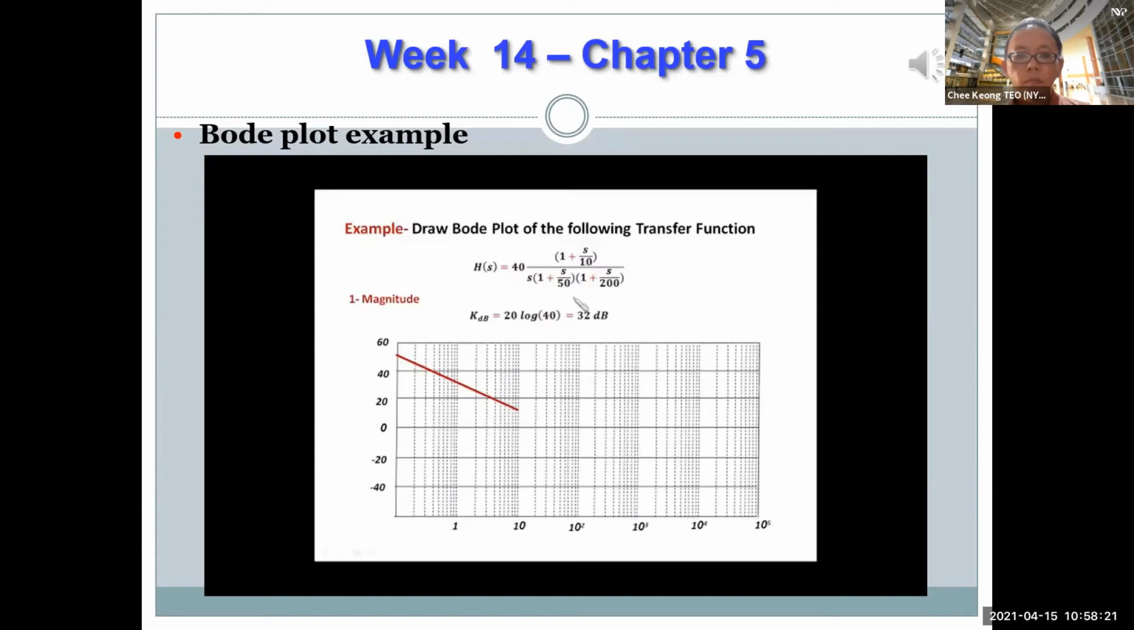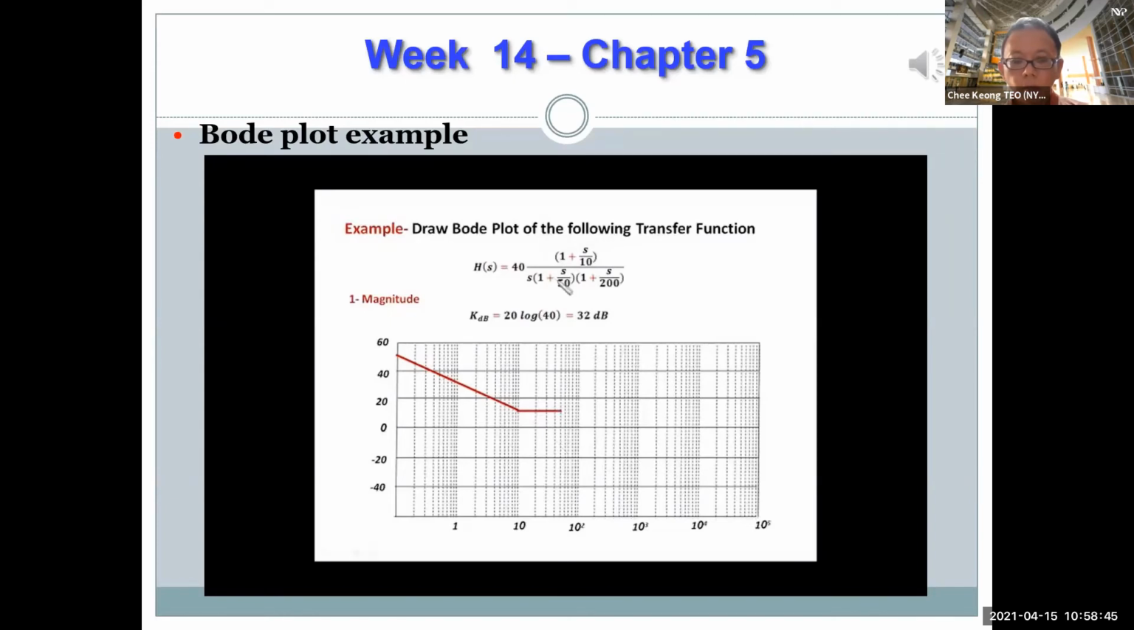So the minus 20 dB will add plus 20 dB. That will give me 0 dB per decade. So I will end up having a straight line with 0 slope. So that will be a flat line, and that will continue until I hit the next corner frequency. So the next corner frequency is located at 50. So I will have a straight line until I hit 50, and that's what I have here.